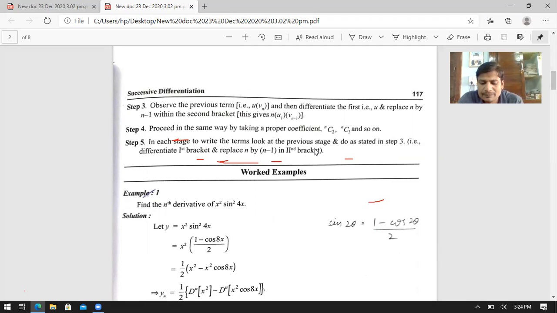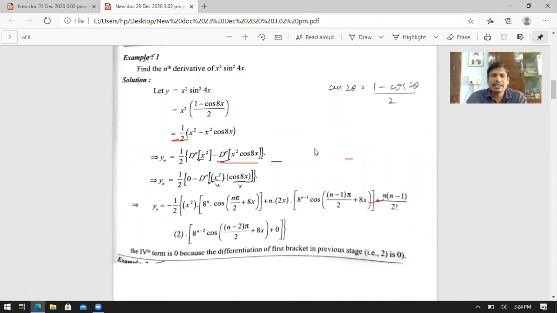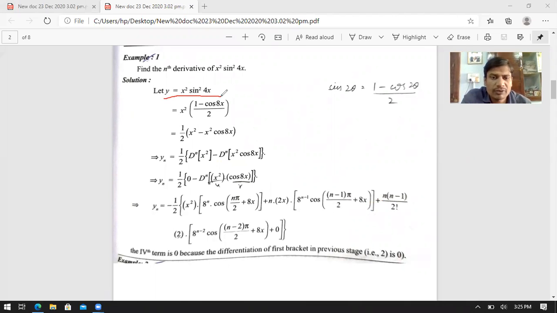Okay, see here, you only remember this note. In your first example, find the nth derivative of x square into sin square 4x. This is your question. First you write y is equal to x square into sin square 4x. First, x square as it is. What is the trigonometry formula for sin square theta? Sin square theta is equal to 1 minus cos 2 theta divided by 2.